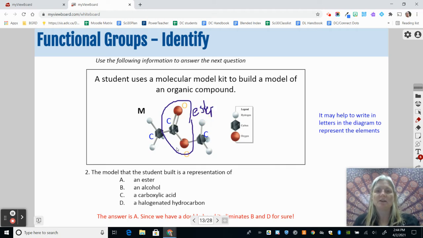Okay, so it definitely helps to write in the actual atoms instead of just using the legend. Write in the atoms to figure out what you've got.